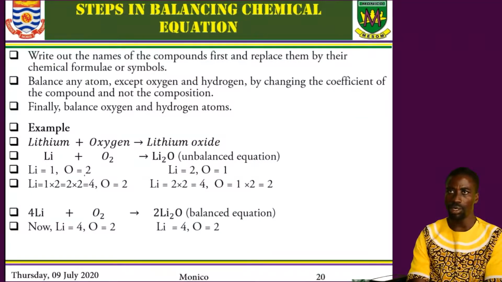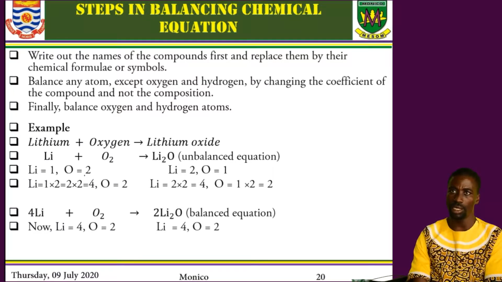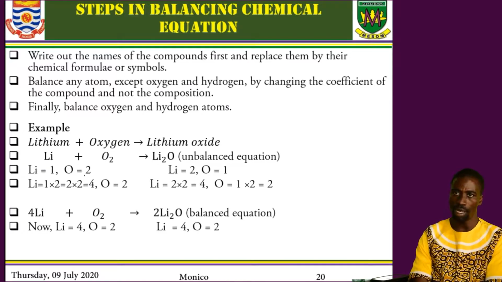Good. So let's give ourselves these brief steps. We are saying that in balancing a chemical equation, write out the names of the compounds first and replace them by their chemical formulas or symbols. So mostly, let's assume that the word equation is given to you. The next thing to do is to write the symbols or formulas. If it's an element, you write the symbol, but if it's a compound, it becomes a formula.